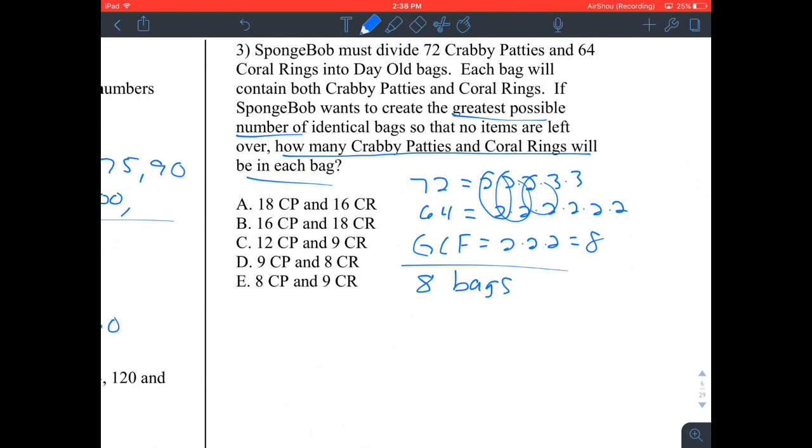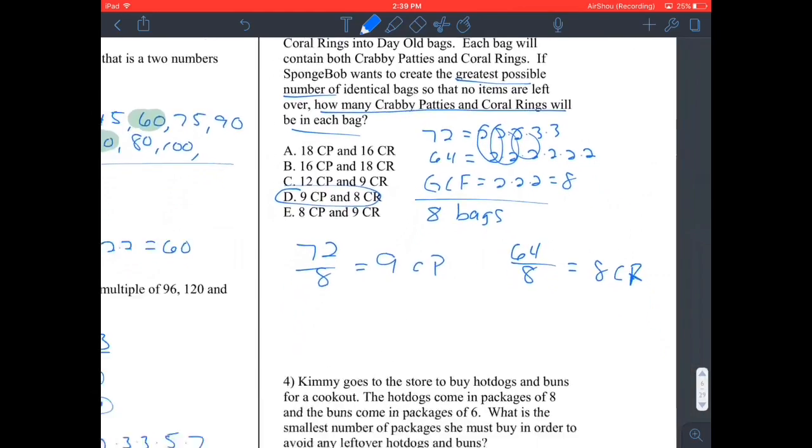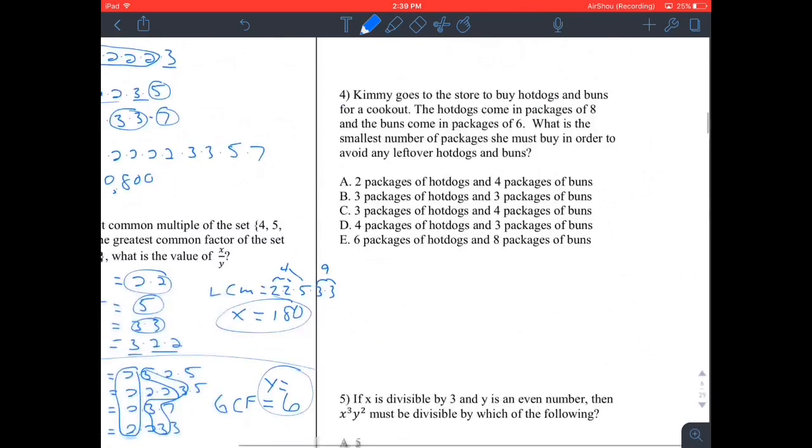So there are 8 bags. So we take the number of Krabby Patties and divide it by 8. We're going to get 9 Krabby Patties. We take the number of coral rings, which is 64, and divide it by 8, because we're putting them into 8 equal bags. That's going to give us 8 coral rings. That is answer D. Make sense? Wonderful.